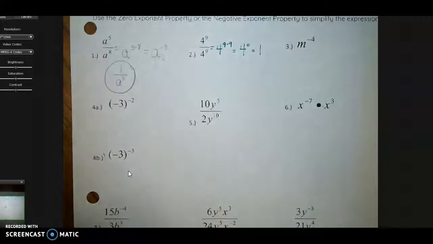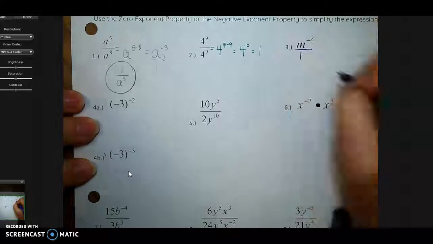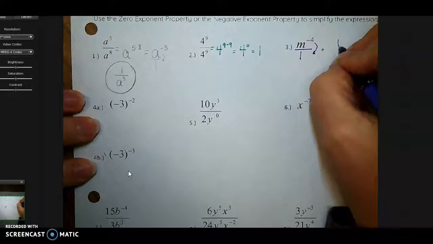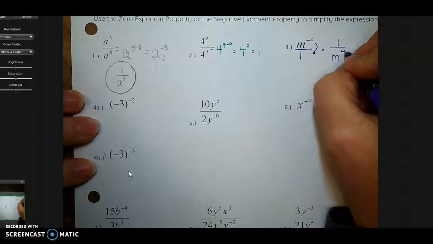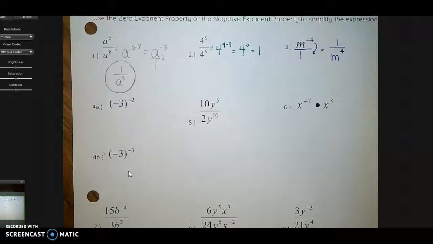Our next problem here, it's already a negative 4, so once again, think of it as a fraction. I'm going to move it to the bottom, and when I move it to the bottom, the exponent becomes positive. And we looked at why this works the way it works.